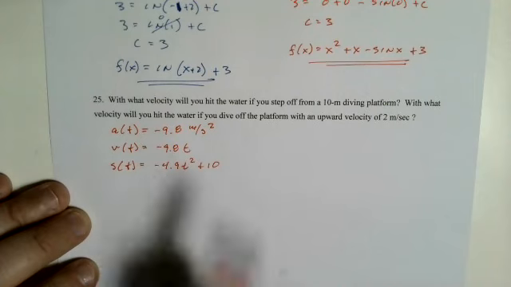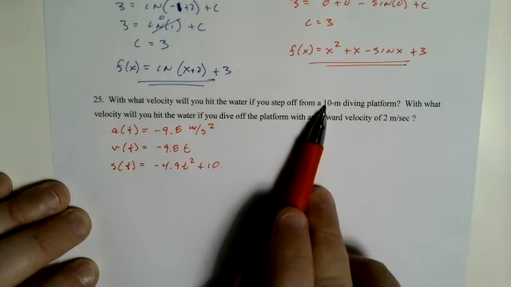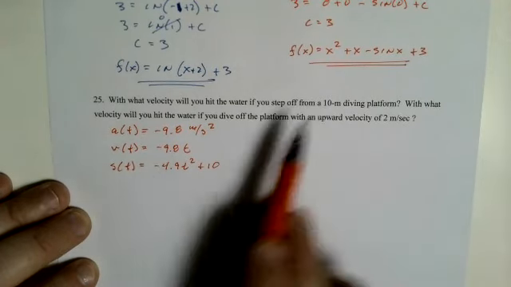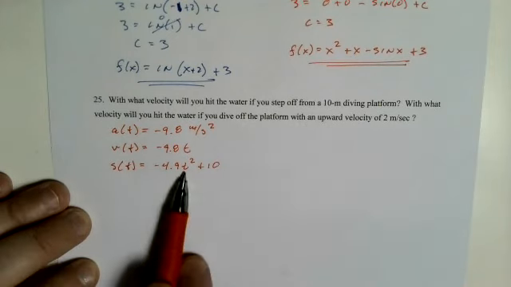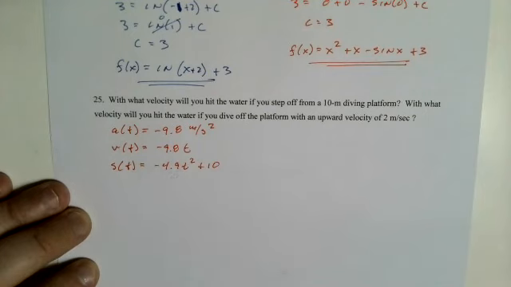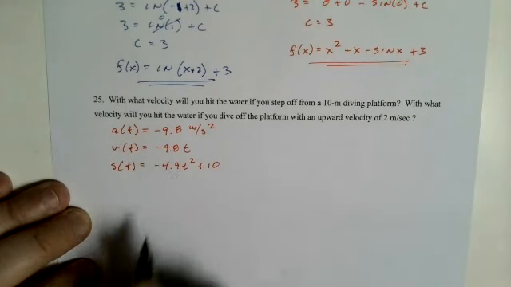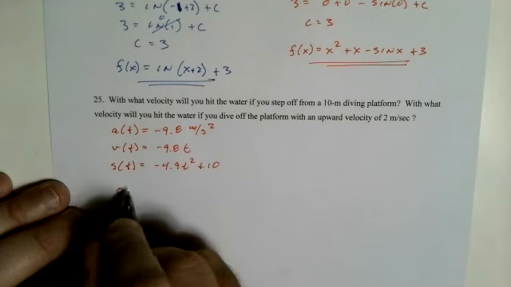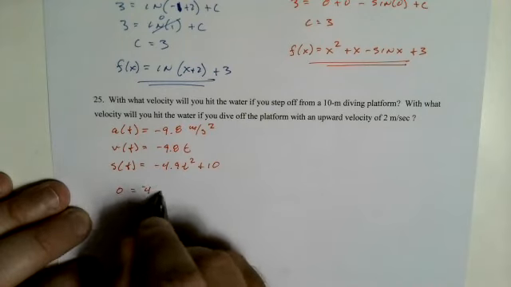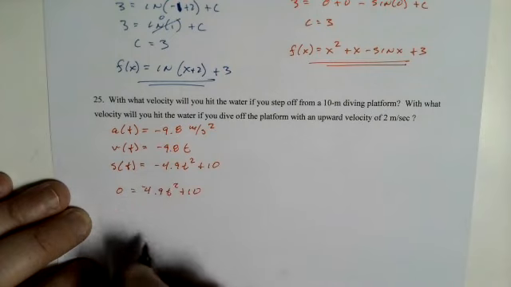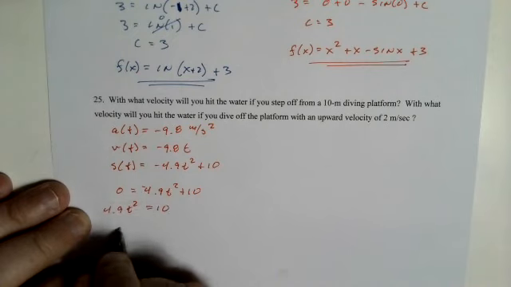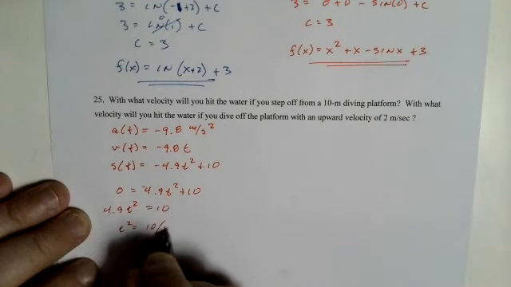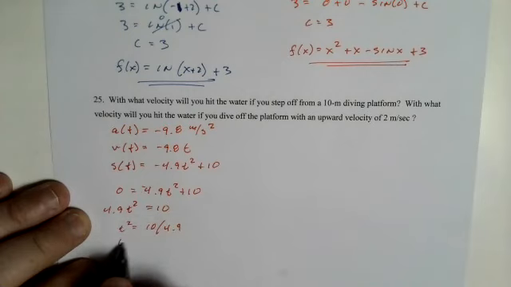All right, I could have put plus c and figured it all out. Think about it. I'm at time equals 0, so 10 equals 10. Looks good. So I want to know how long it takes to get to 0. 0 equals negative 4.9 t squared plus 10. 4.9 t squared equals 10. T squared equals 10 over 4.9. Throw out the negative because we're not going back in time.